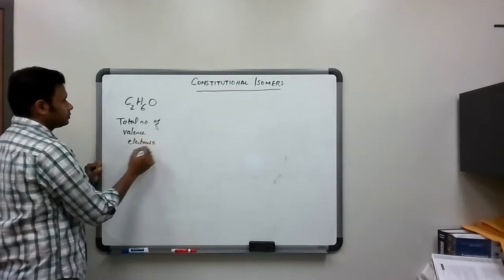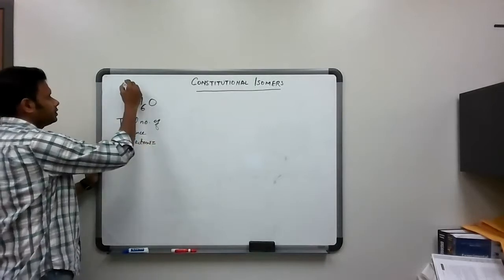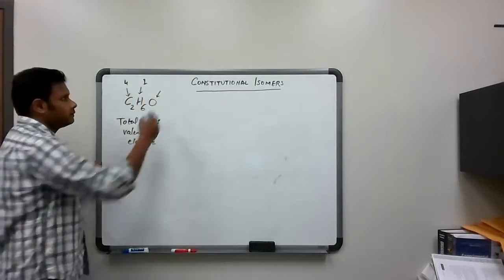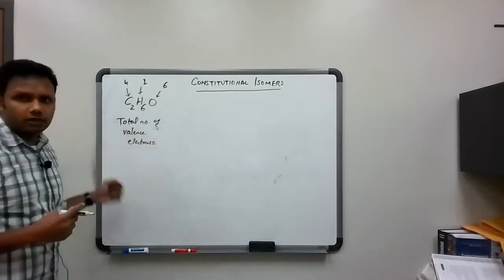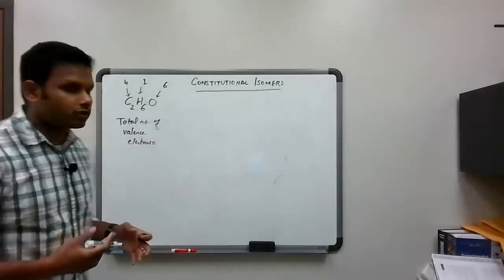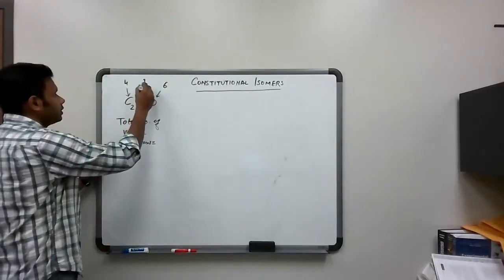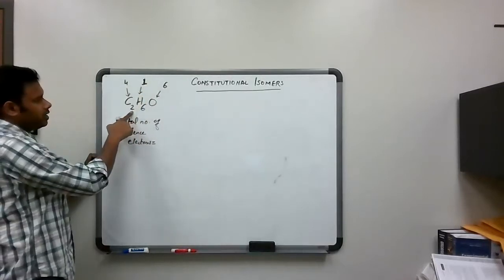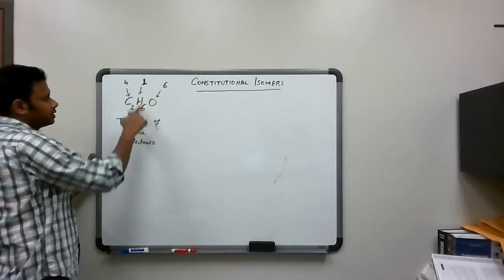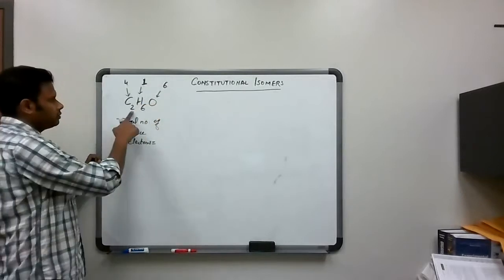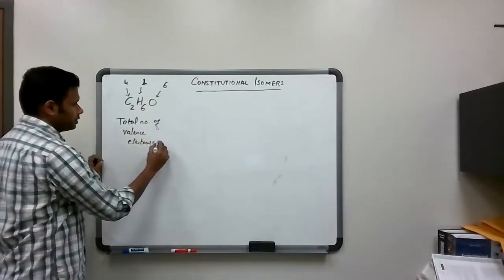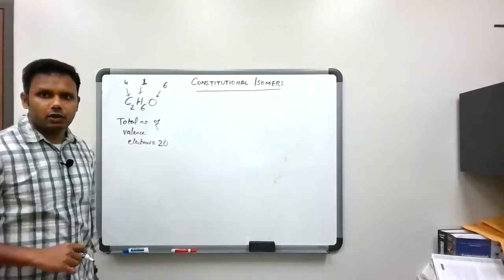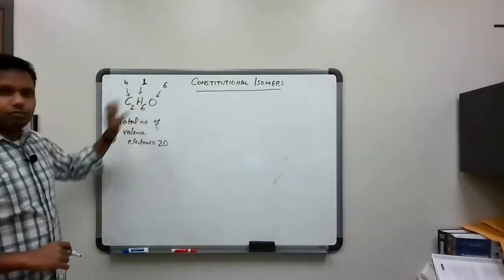Here, carbon is 4, hydrogen is 1, oxygen is 6. Okay, so it's basically the group number, the total number of valence electrons. So hydrogen is 1. So 4 times 2, 8, plus 6 plus 6. So 8 plus 6, 14, plus 6, 20. So we have a total of 20 electrons in this molecular formula.